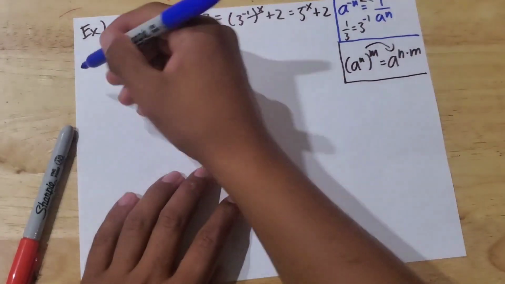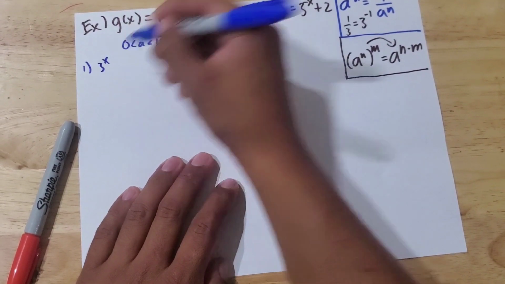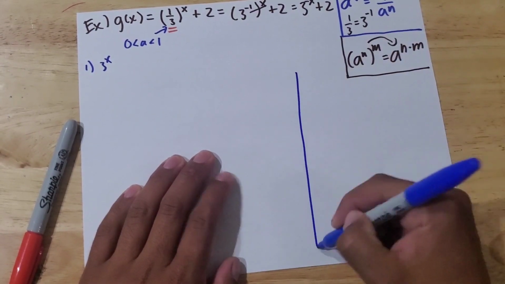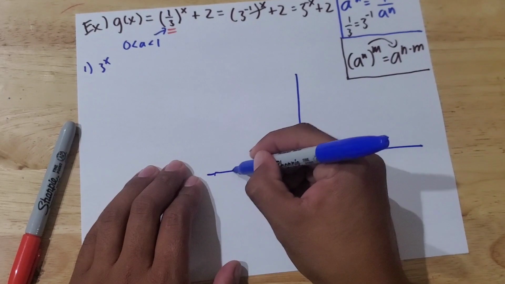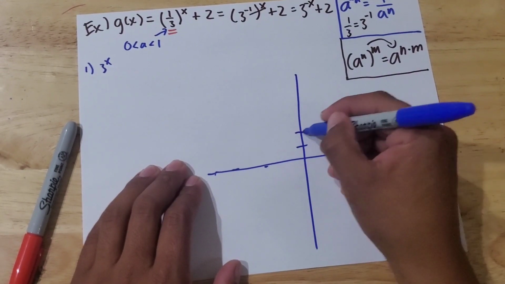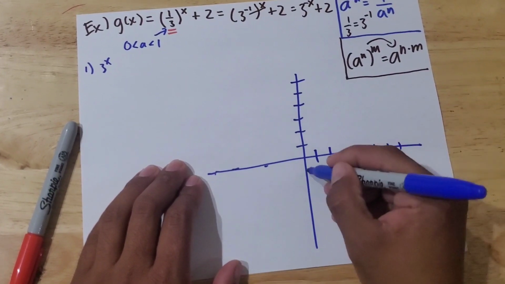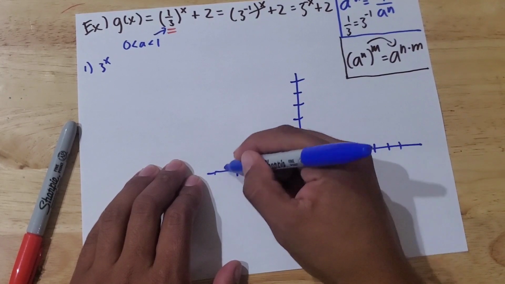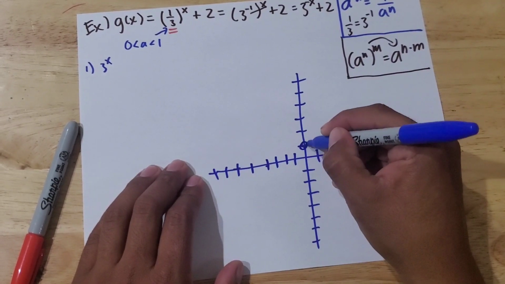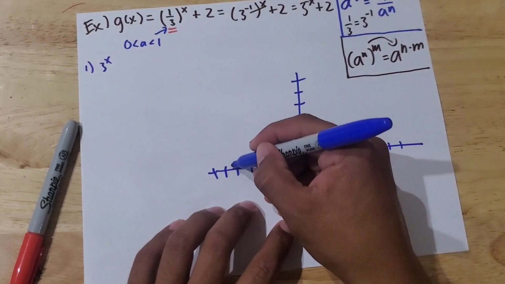So if we're looking at the parent function 3 to the x again, we know what that looks like. Don't forget, there's actually an asymptote here that I forgot to write again. So again, I'm just listing points. Right here, I have my dot, and I know this is what 3 to the x looks like.